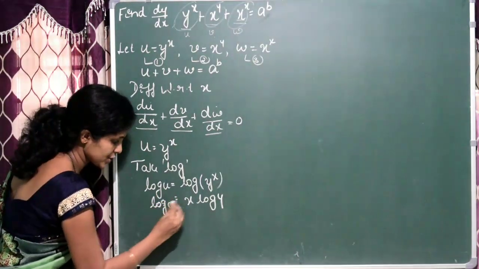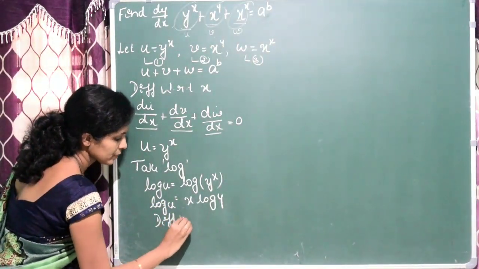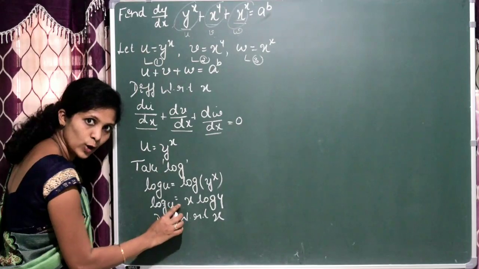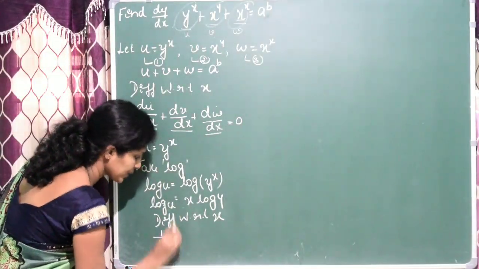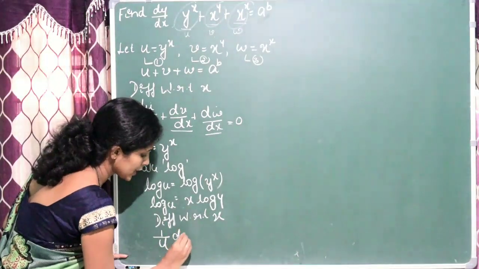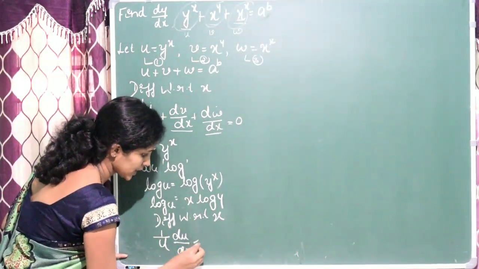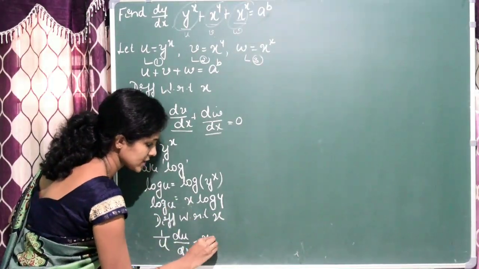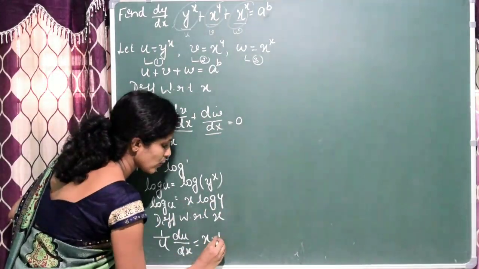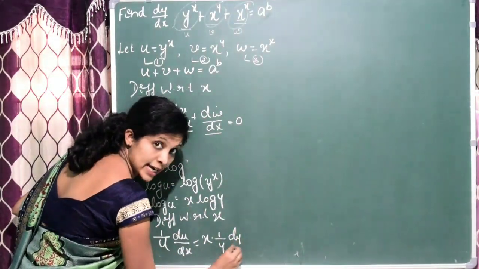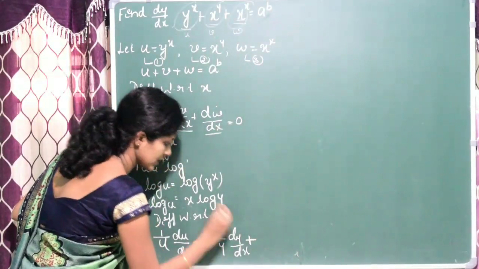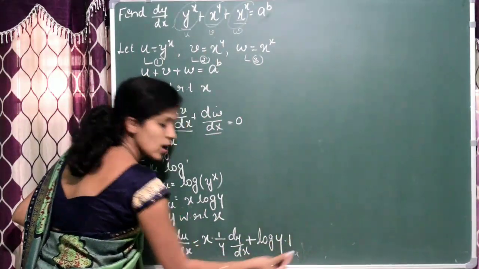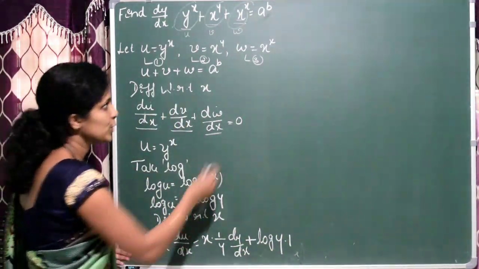Now differentiate with respect to x. The derivative of log u will be 1 by u into the derivative of u with respect to x, that is du by dx, is equal to, here two functions are there, so you have to apply the product rule. First I write the first function as it is, that is x, times the derivative of log y, which is 1 by y into dy by dx, plus we write log y as it is, log y into the derivative of x with respect to x, which is 1. By that we get the value of du by dx.